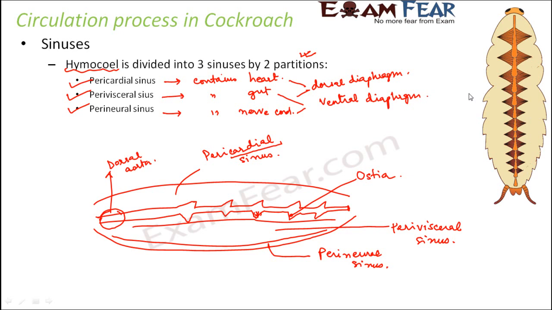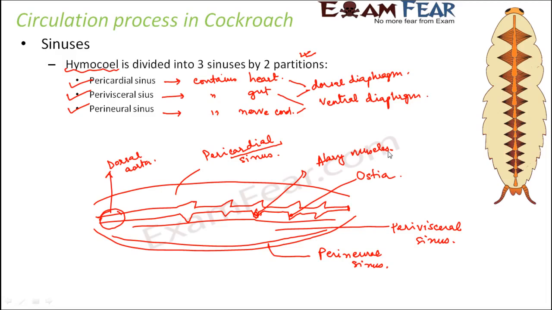Correct? Okay, so now one more thing which you see: ostia you understood, these are the pores present here. Here you can see some muscular structures, and these are alary muscles. The contraction and expansion of these muscles help the blood to move from one region to another region. We will look at that in the next slide. So for now you understood what are the three parts of the circulatory system in cockroach.